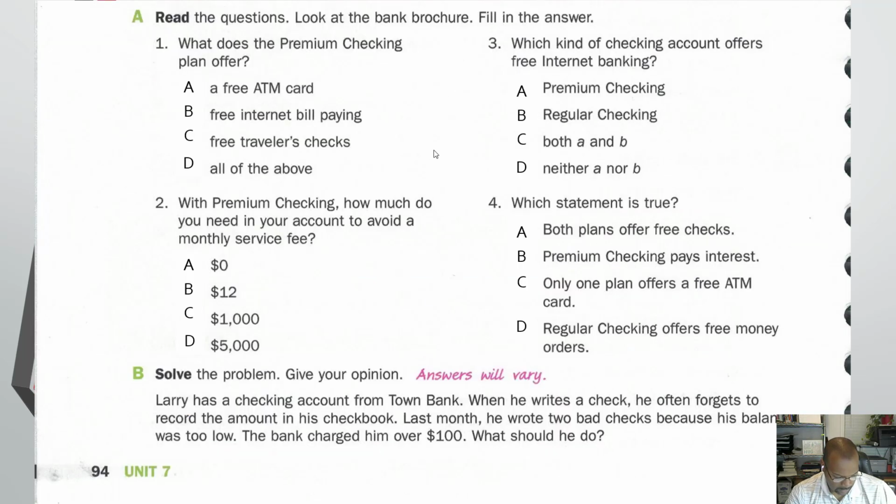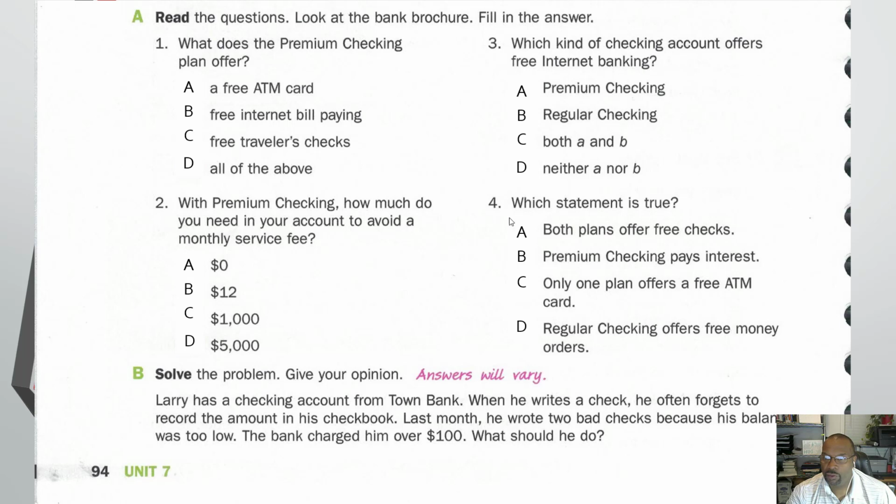Okay, so let's look at Section A. Read the questions. Look at the bank brochure. Fill in the answer. What does the premium checking plan offer? A free ATM card? Free internet bill paying? Free traveler's checks? All of the above. I put all of the above.